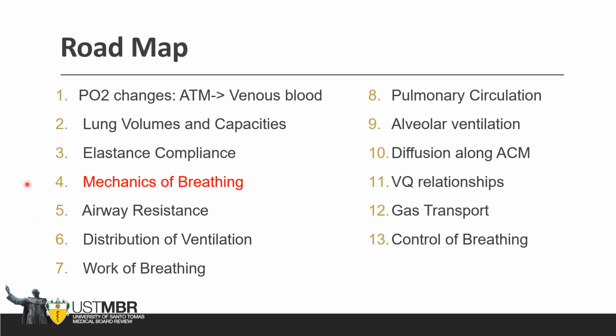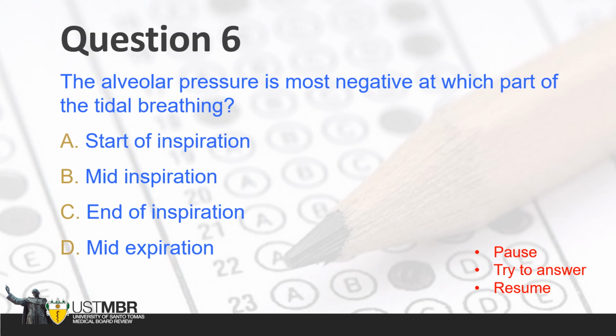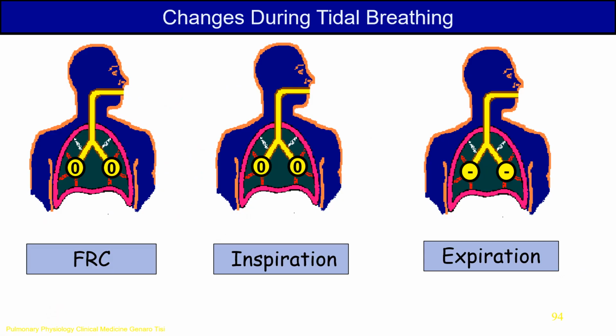Let's move on to the fourth topic, which is the mechanics of breathing. The sixth interactive question asks: the alveolar pressure is most negative at which part of the tidal breathing? A. Start of inspiration. B. Mid-inspiration. C. End of inspiration. D. Mid-expiration. So I want you to pause, try to answer, and resume the video once you have a tentative answer. Let us now discuss the changes during tidal breathing.